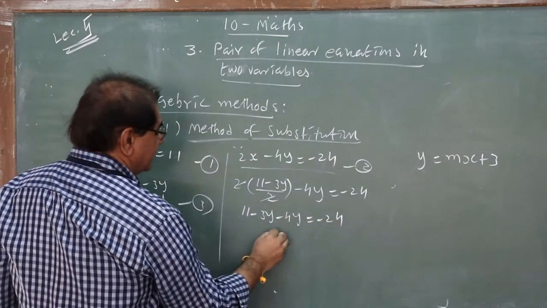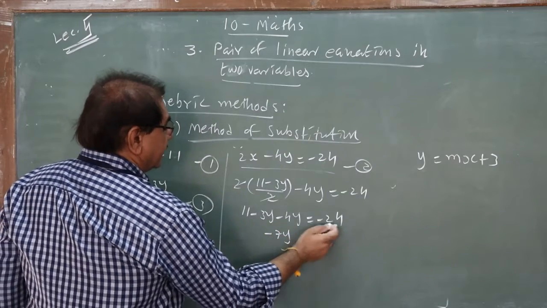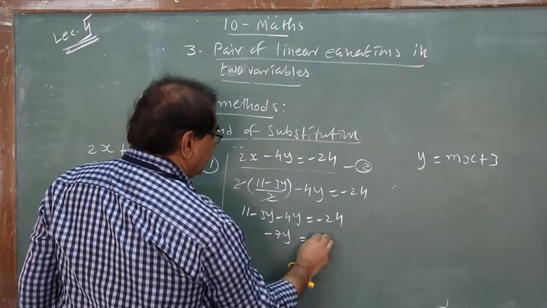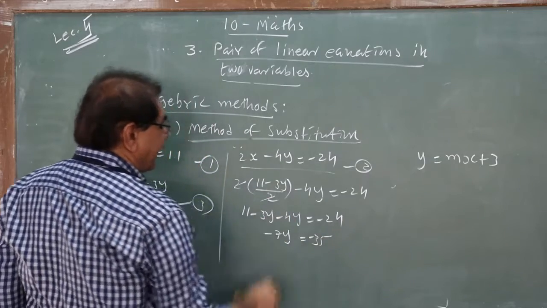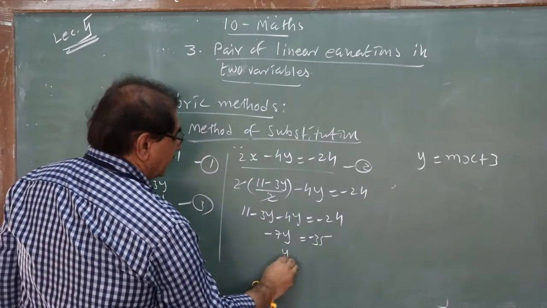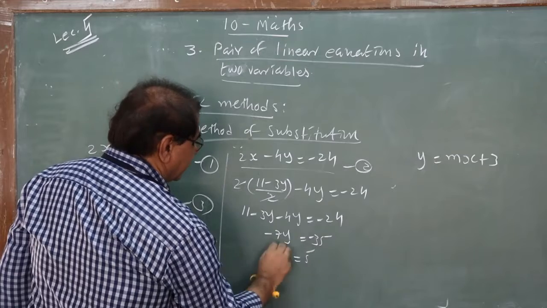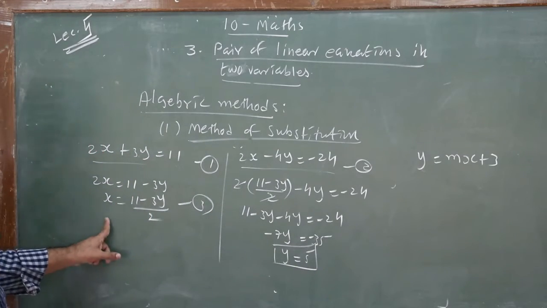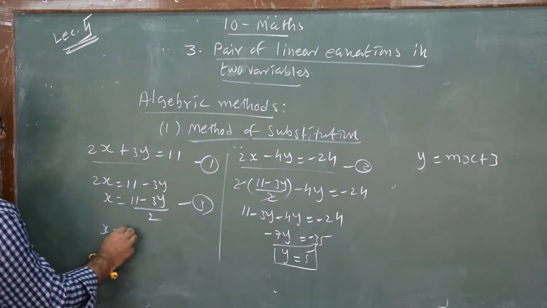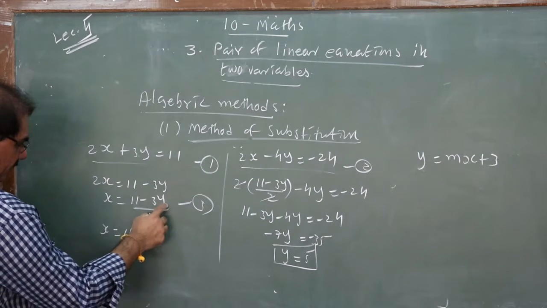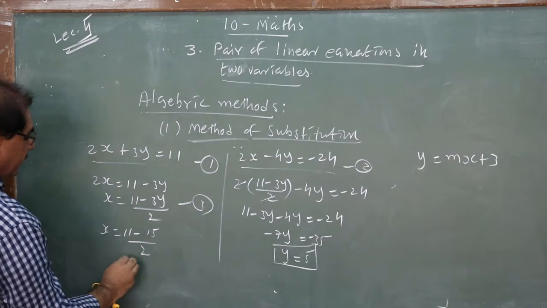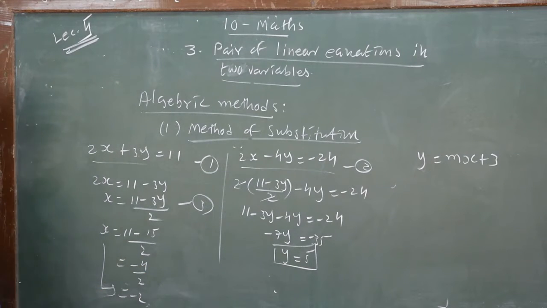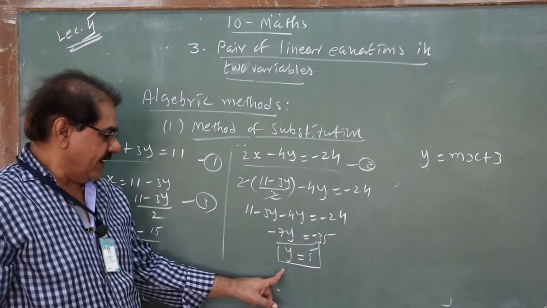Minus 3y minus 4y is minus 7y. Minus 24 minus 11, so 4 plus 1 is 5, and 2 plus 1 is 3, minus 35. Minus minus sign gone. Y is equal to, 7 5s are 35. So y is equal to 5. Substitute the value of y here in equation number 3. X is equal to (11 minus 3 into 5, 15) upon 2, minus 4 upon 2. Answer is minus 2. So now x is minus 2, y is 5.